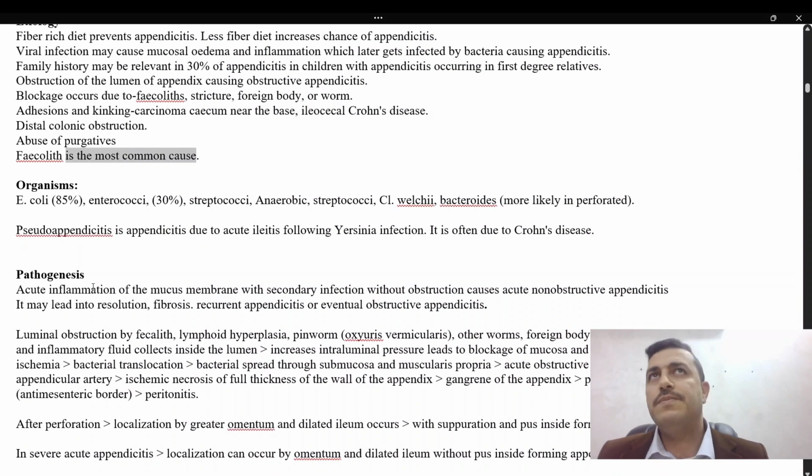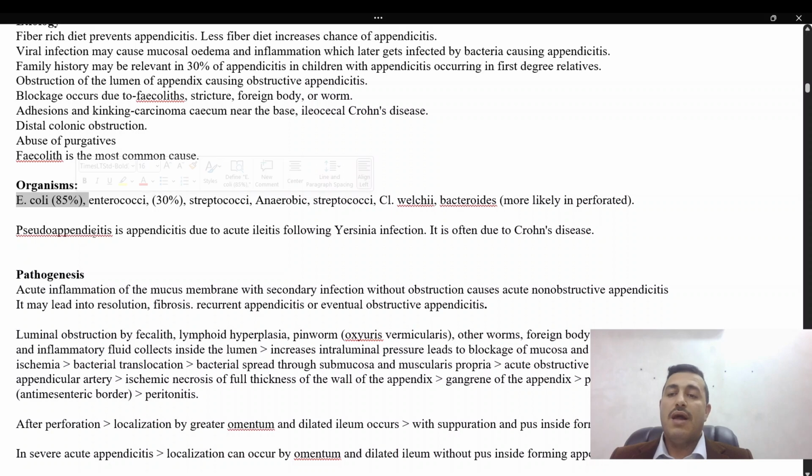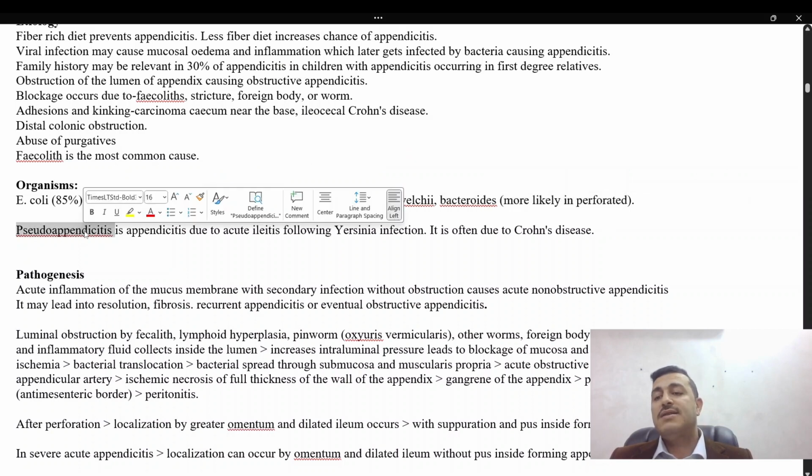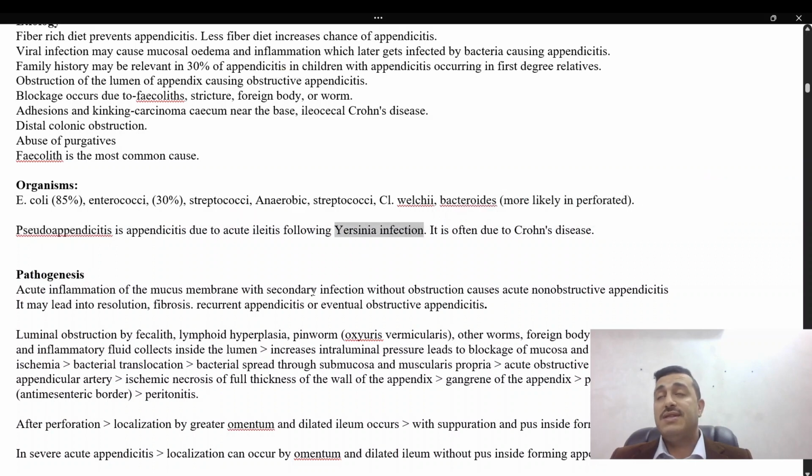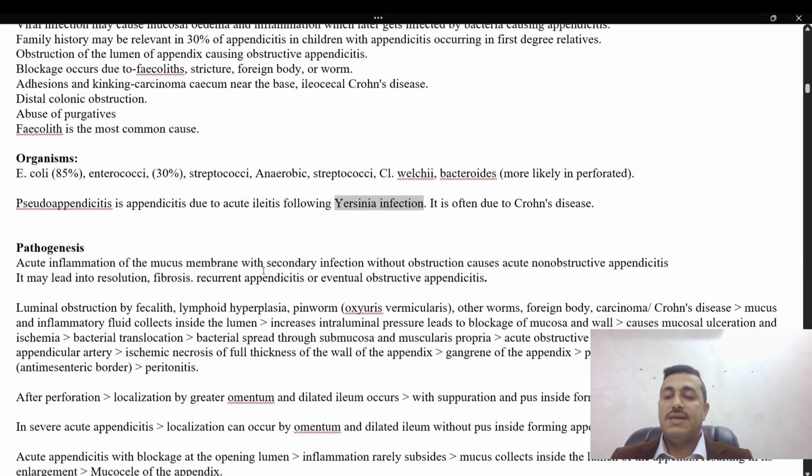The organism which will be cultured in appendicitis is most likely to be E. coli, then the enterococci, streptococci, anaerobic streptococci, Clostridium welchii, Bacteroides, and Bacteroides is most likely to be perforated. Pseudoappendicitis, this is an entity when we have a Yersinia infection. If you remember, Yersinia infection presents with right iliac fossa pain, and this is often associated with Crohn's disease.